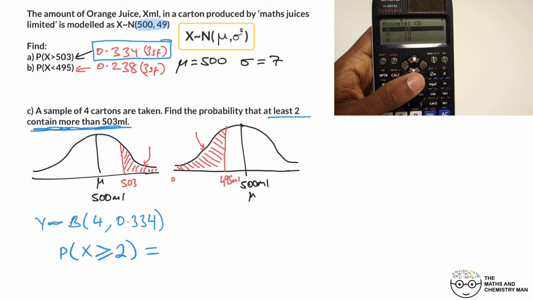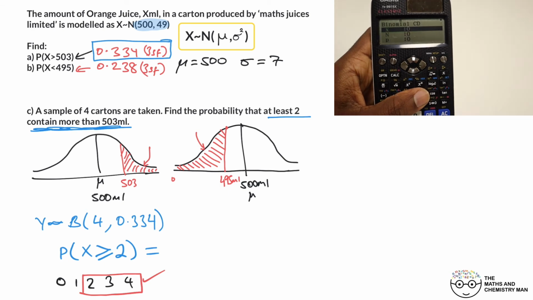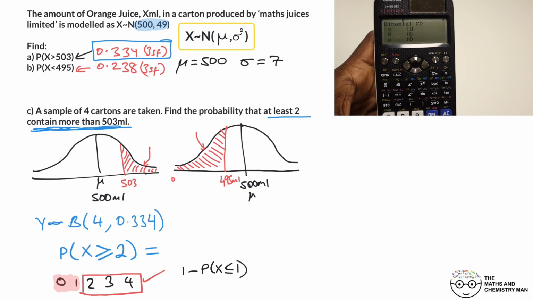Because what we're looking for here is x greater than or equal to 2. Now, the possible outcomes are, well, no cartons could have more than 503 mils. One carton could have more than 503 mils. 2 could, 3 could, or 4 could, because there were 4 cartons here. The probability we're interested in is where x is greater than or equal to 2. So we want this region. And how are we going to get that? We're going to need to do 1 minus whatever this is over here. So to work that out, we need to do 1 minus the probability that x is less than or equal to 1. So in my calculator, what I'm going to put in is x as 1.